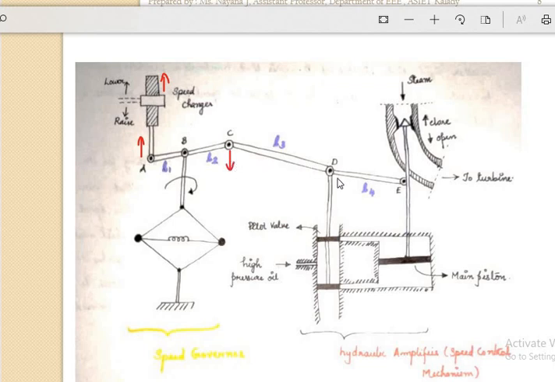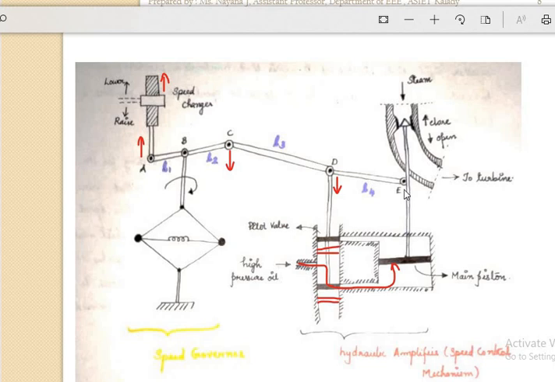When the C point moves downwards, your D also moves downwards, which will cause the piston point to move here, and this piston will be moving somewhat downwards. So what happens here? This valve is closed whereas this valve is open. So your high pressure oil will be flowing through this path and it will be pushing up the piston.